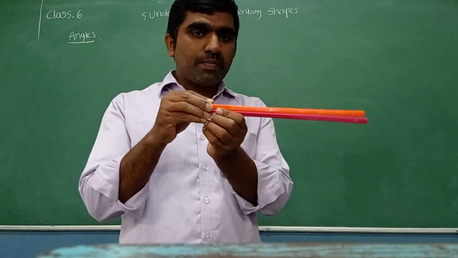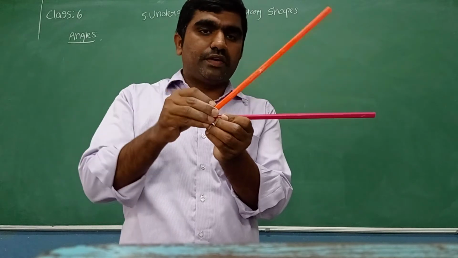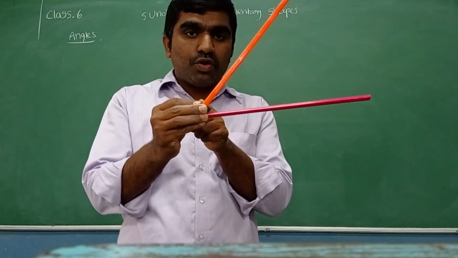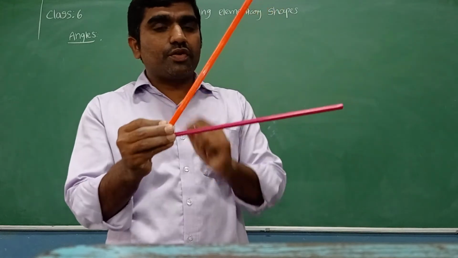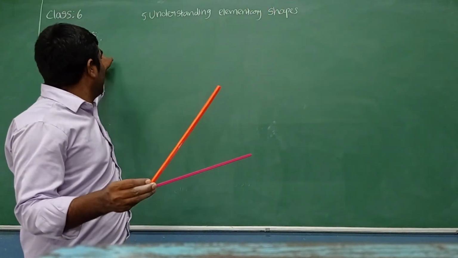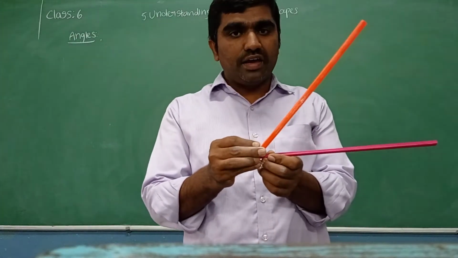So one line segment I'll keep in the same position. Then let me try to rotate the other line segment. See, from here I am going to rotate. Now this is the amount of rotation. So this amount of rotation is going to be called angle. What is meant by angle? The amount of rotation is called angle.